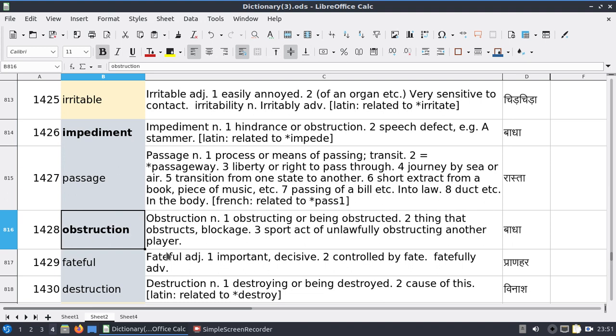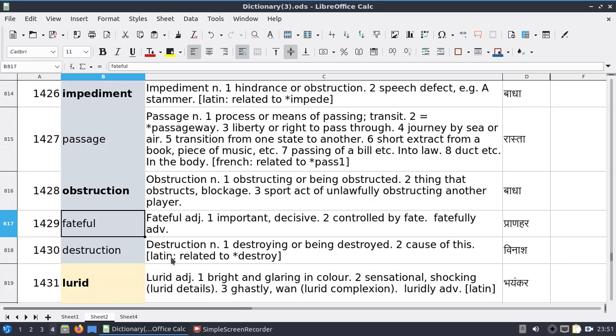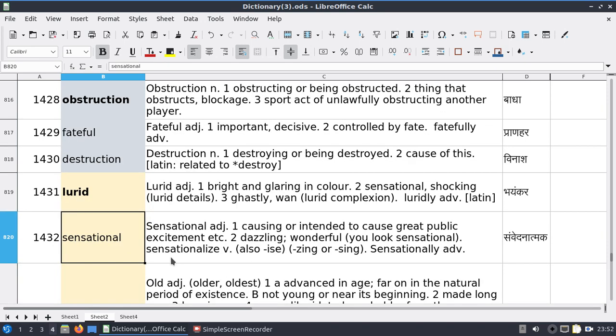Fateful. Fateful means very important, very decisive. It is controlled by fate. She looked back now to that fateful day. That means that on that fateful day, something would have happened. It's a decisive day. It's a very important day. Something would have happened, and that's why she is remembering that day. Destruction, we all know. Destruction is about destroying. Impediment might lead to destruction, but impediment means obstruction.